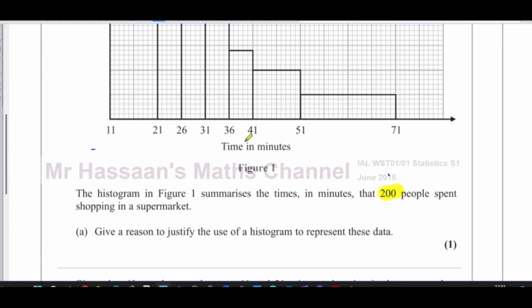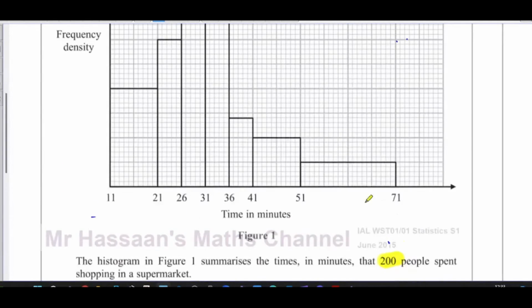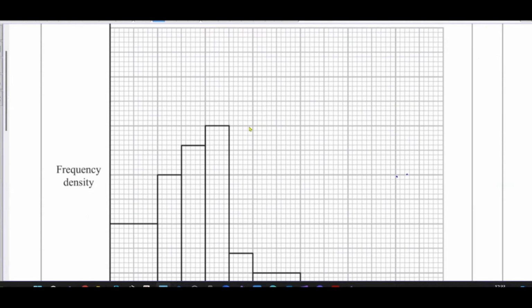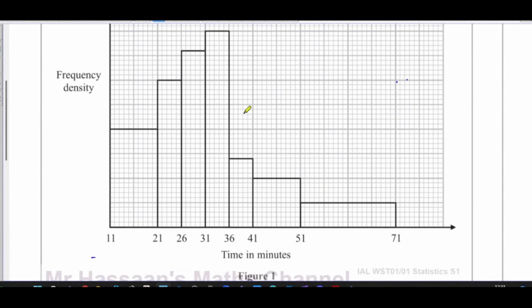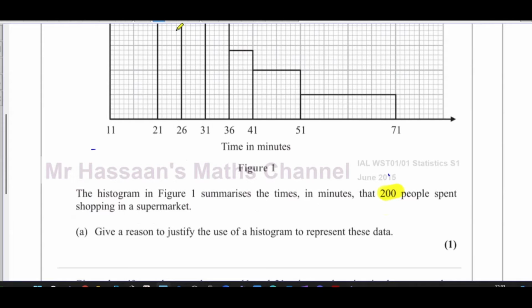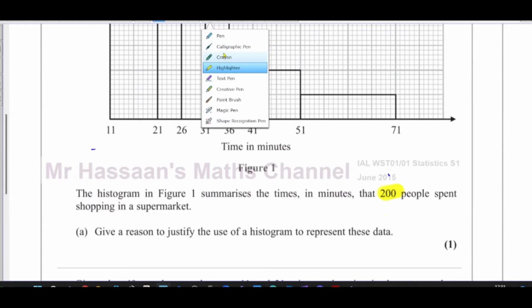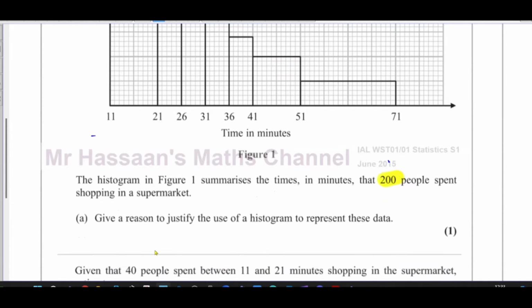It says, give a reason to justify the use of a histogram to represent these data. So the most important aspect of the data such that it requires a histogram is that it's continuous data. So we can say that the data involves time, which is continuous data.